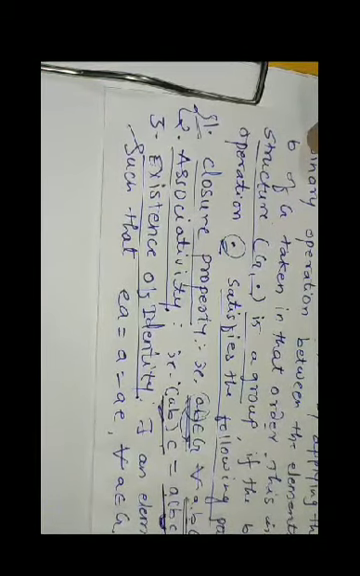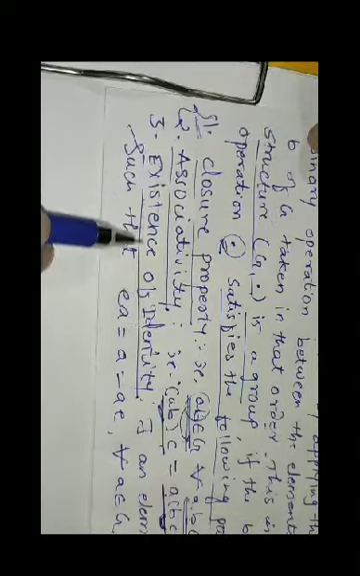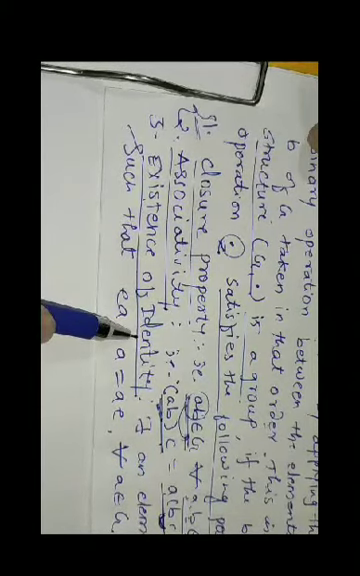Now the third point is the existence of identity. Very, very important. If any non-empty set G satisfies only these two postulates, then it is said to be a semigroup. If two postulates are satisfied, then it is called a semigroup. Now this is the existence of identity.